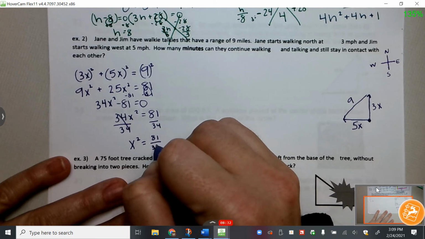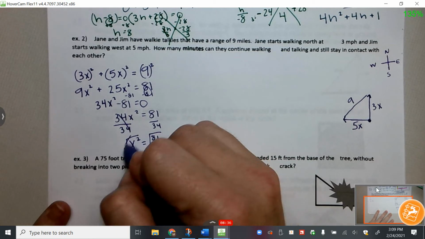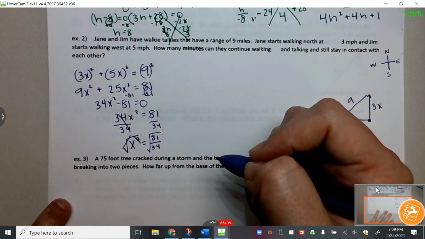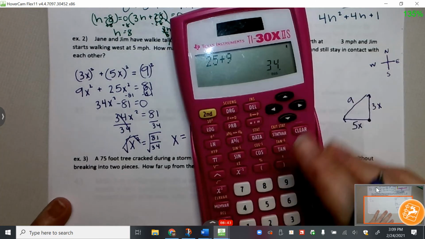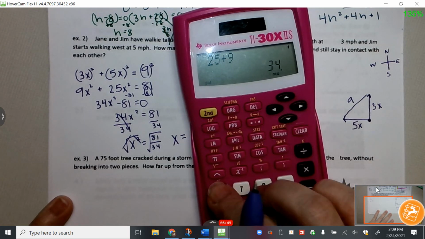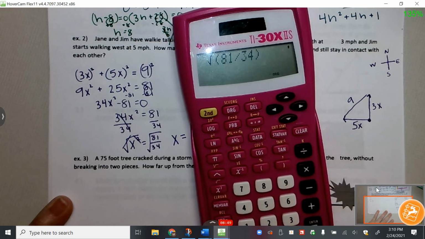How do you get rid of squared? You square root. So square root cancels squared. And we get x equals, well, let's do this in our calculator. 81 divided by 34 gives me 1 point, let's round to the nearest hundredth, 1.54.